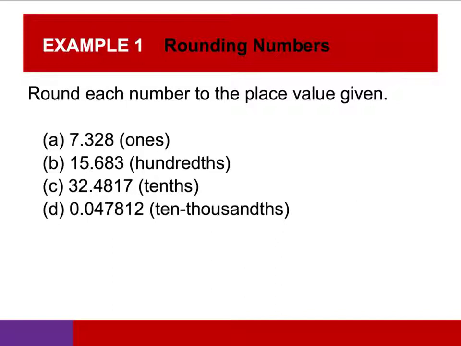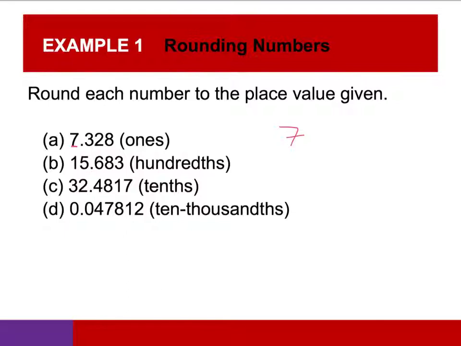So the first one, we got 7.328. We're going to the ones place. Well, 7 is in the ones, so we look to the right of 7, it is a 3. So that means we're going to keep the 7 the same. Now, everything to the right of it is going to be zeros, and a 0 after a decimal does not need to be there, so the answer is just 7.